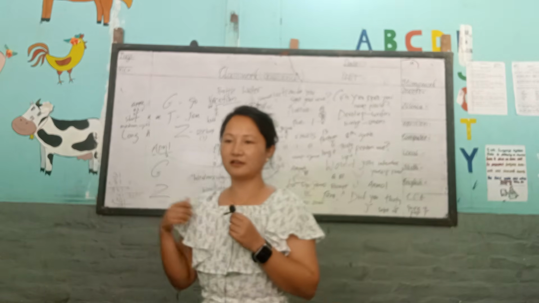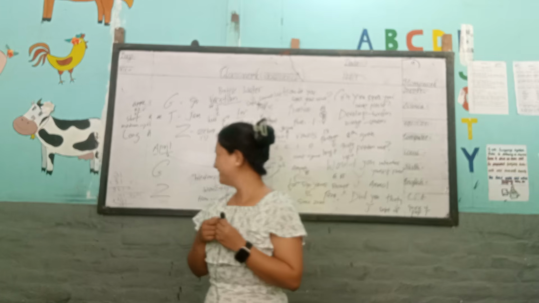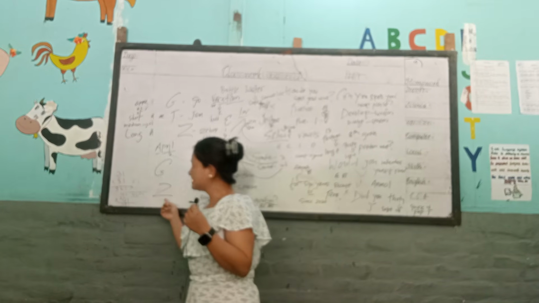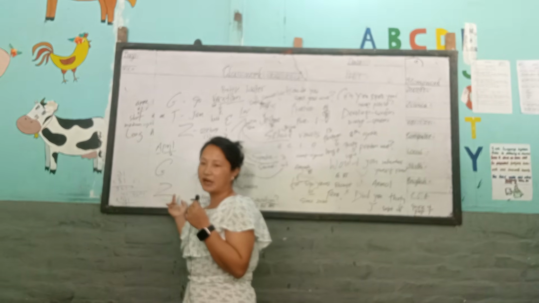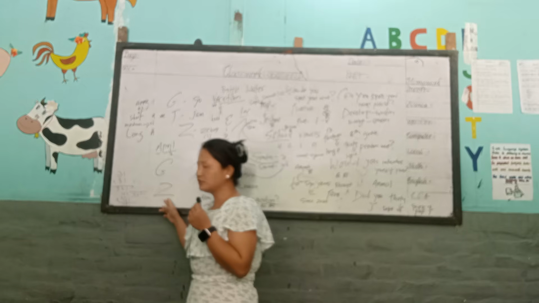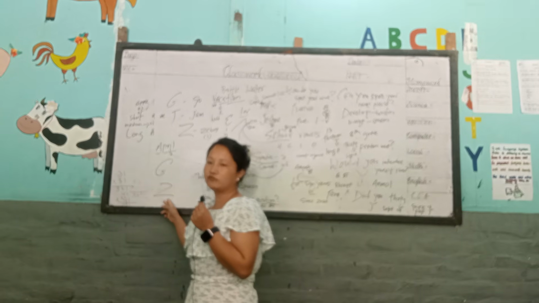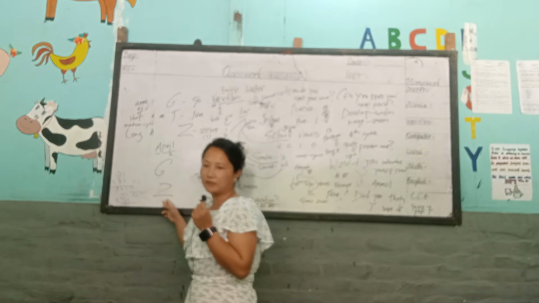Use this and then Z. You can tell your students, this letter, you can point out this letter. This letter is pronounced two different ways. One is British and another is American.